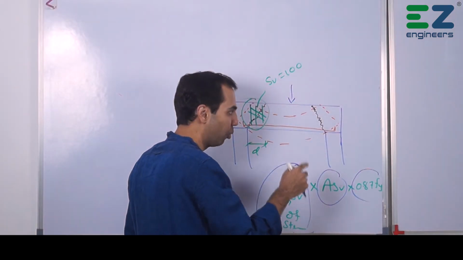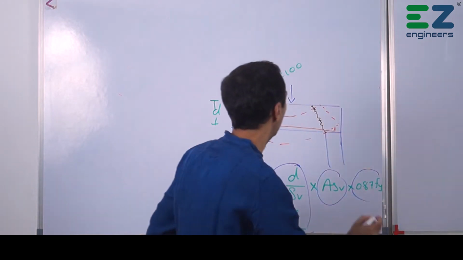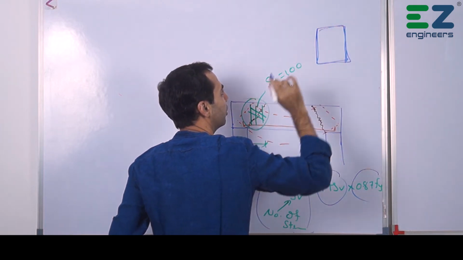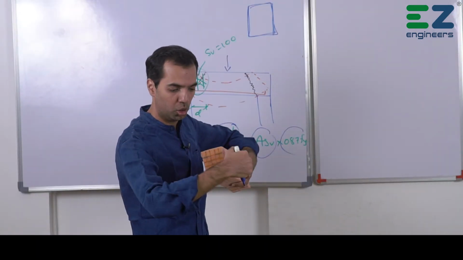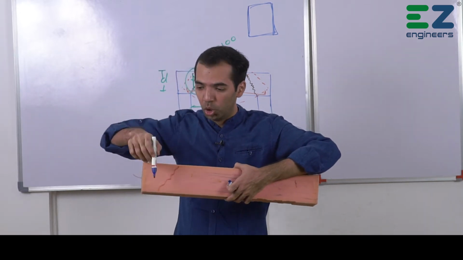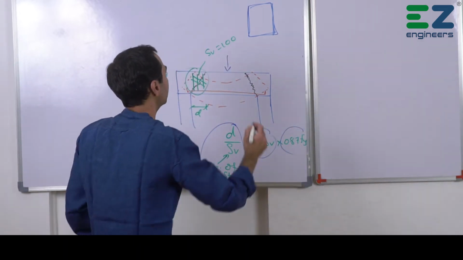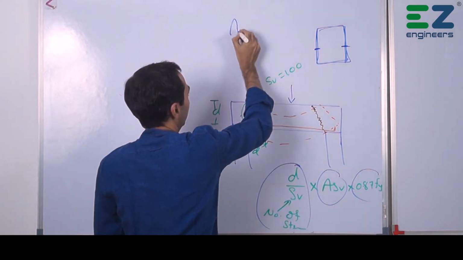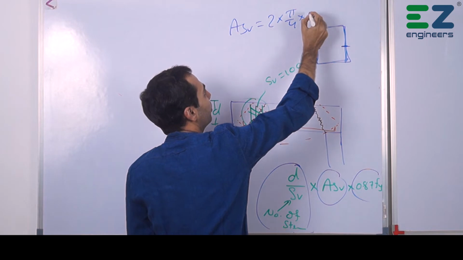What is Asv? Area of one stirrup. That means if the stirrup is like this, it's in loop form. So when there is a cutting plane, there will be a crack, and these two legs will be effective. So the area of the stirrup Asv is nothing but 2 times pi by 4 multiplied by the diameter of the stirrup squared.